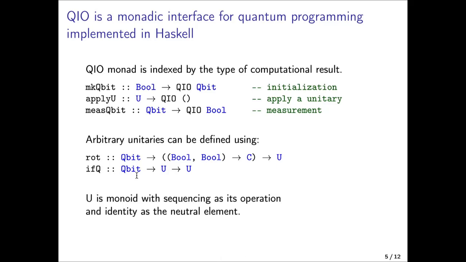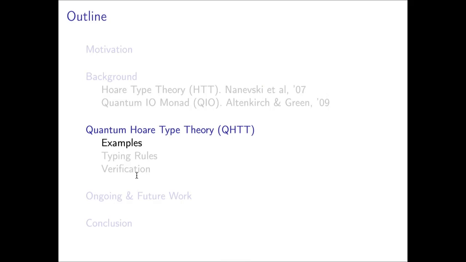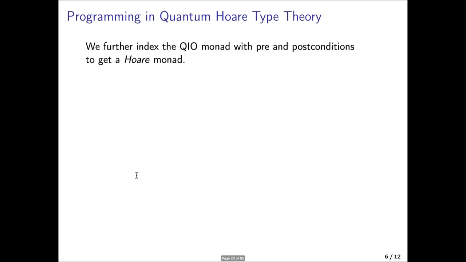We should mention that QIO uses a monoid interface with sequencing or matrix multiplication as its operation and identity as its neutral element. So this gives us a very clean interface to work with. Now let's talk about our own work, quantum Hoare type theory, or QHTT, and we will look at some examples first.